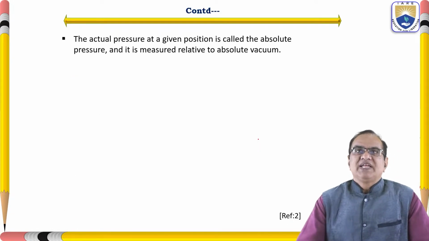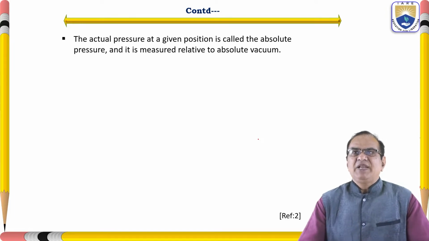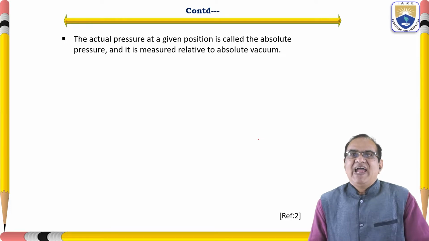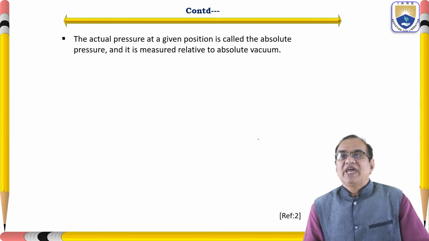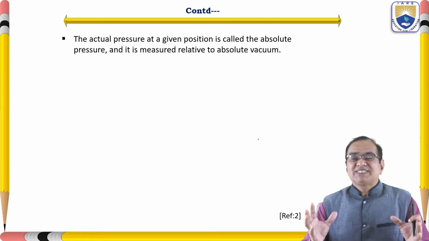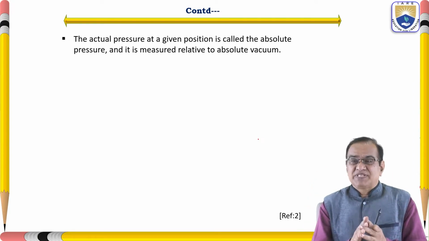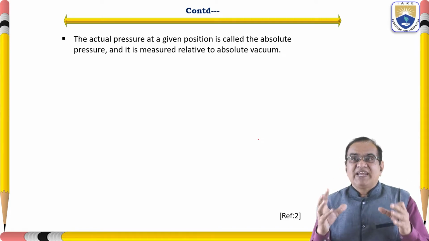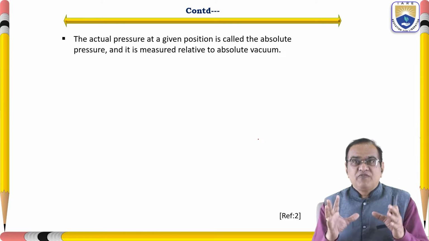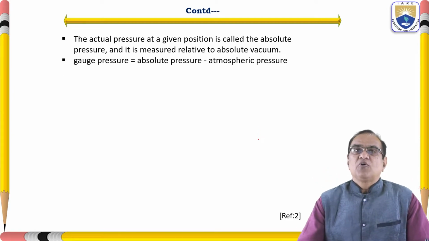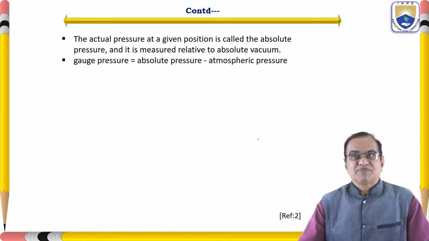The actual pressure at a given position is called the absolute pressure, and it is measured relative to absolute vacuum. We have to understand that there are three types of pressure: one is absolute pressure, one is atmospheric pressure, and another is gauge pressure. So we have to understand all these types of pressure.